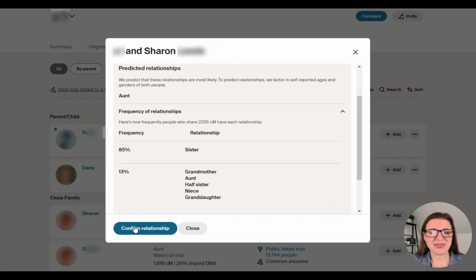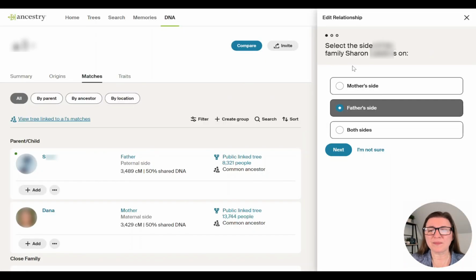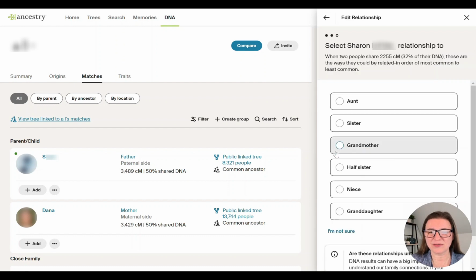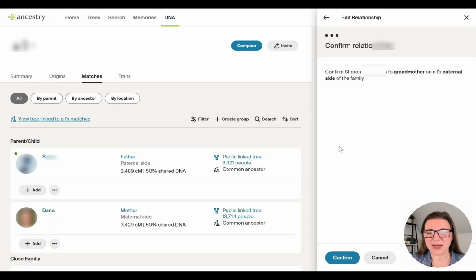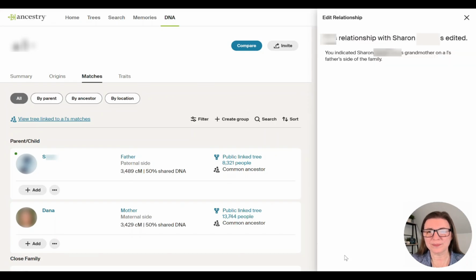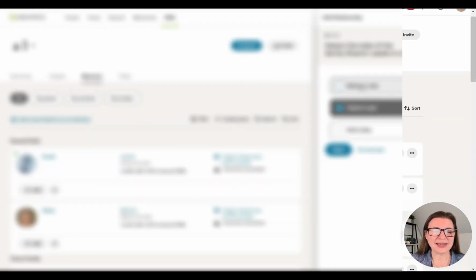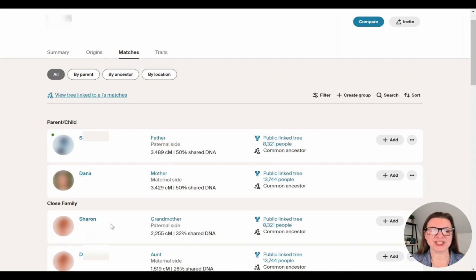Now, you'll notice this button that says confirm relationship. I'm going to give that a try and try to tell them that this is my daughter's grandmother and not her aunt. This grandmother is on her dad's side, so I will say next because I'm sure of that. And here I can choose grandmother and it will update. And then I can say confirm. And close this. And now when I look at Sharon, it shows that she's on the paternal side, a grandmother. And so that's a way to fix this.